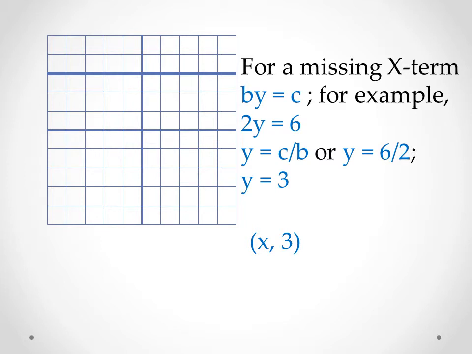For a missing x term, y equals c, for example, 2y equals 6. So 6 divided by 2 is equal to 3. And this is what it'll look like, (x, 3) for any value. Plug in any x value and y will be equal to 3.